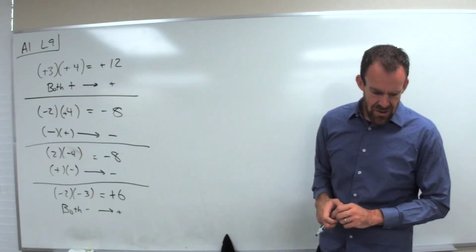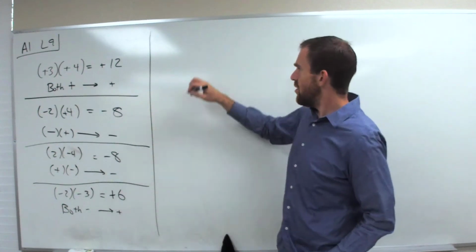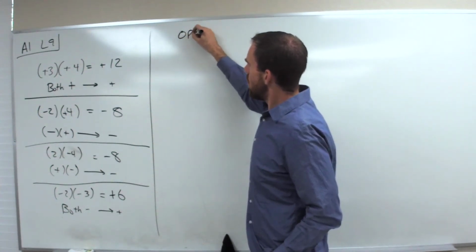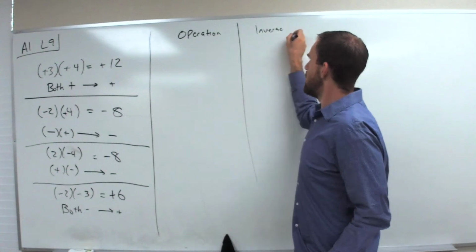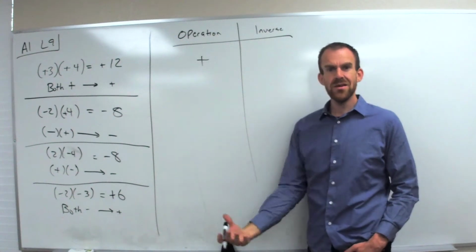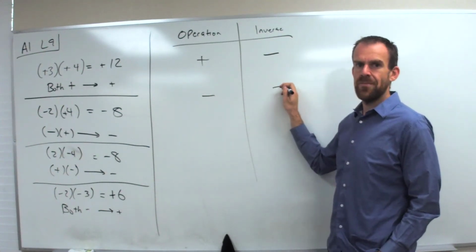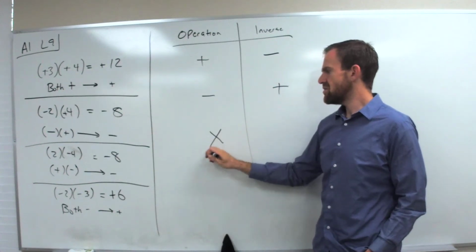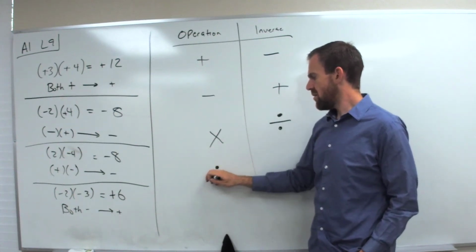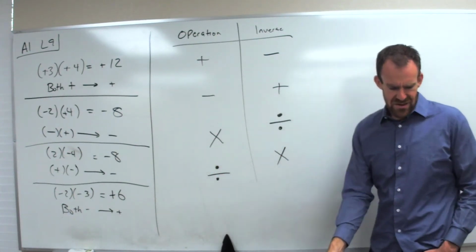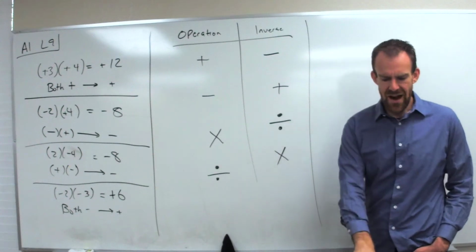Now, it is important to talk about what operations undo the other ones. So, what is the inverse of addition? So if I wanted to undo addition, I would subtract. If I want to undo subtraction, I would add. If I wanted to undo multiplication, I would divide. And if I wanted to undo division, I would multiply. This is going to be so important for the rest of your math careers. You have to know those.